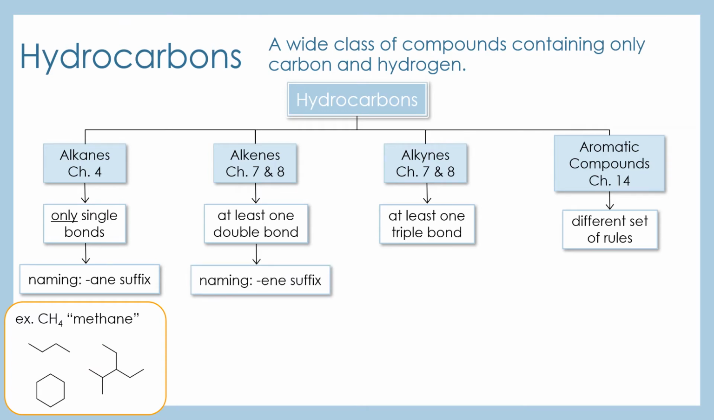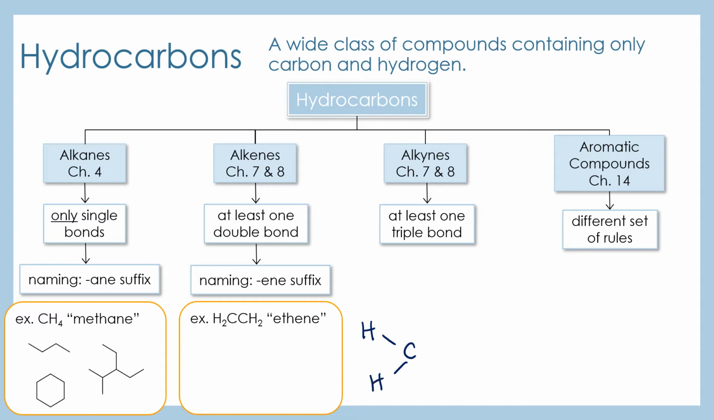Alkenes use the ene suffix. So notice that these suffixes match the names of the hydrocarbon class. So for example, a 2-carbon molecule that has a double bond, so the actual structure of this looks like this, would be called ethene. Eth is the prefix for 2 carbons. So here are some examples of various alkenes.